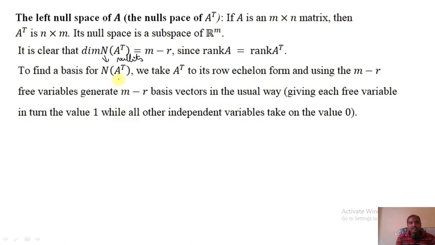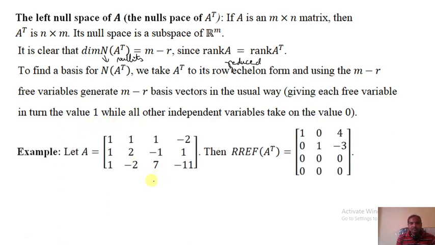To find a basis for the null space of A transpose, you take A transpose to its row echelon form, the row reduced echelon form, and using the M minus R free variables, you generate M minus R basis vectors. It is the same procedure as for the null space of A. Give each free variable in turn the value 1, and the others zero. Now see this example.